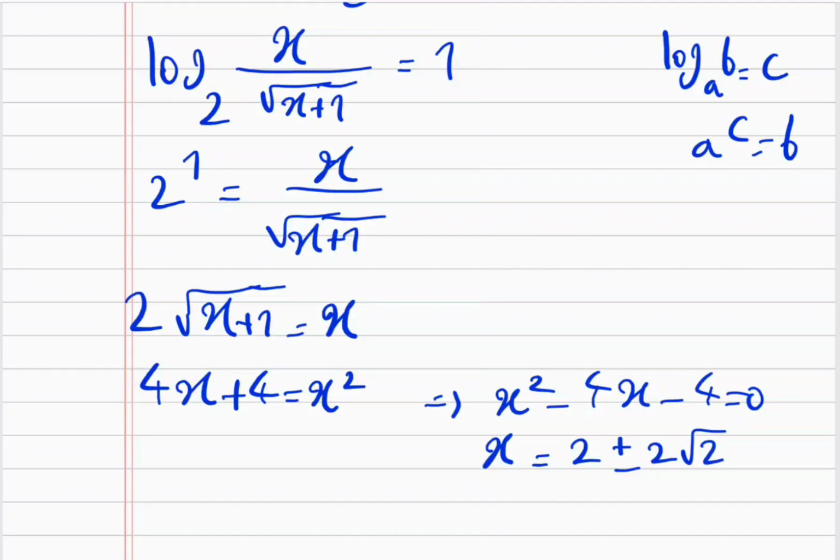However, we only accept the first solution, the positive solution, right? Because logs don't take negative values of x, so x cannot be negative when we have log of something. So because of that, the answer is only the positive root.